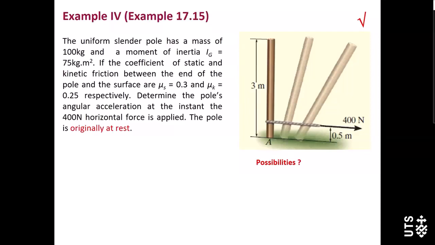Okay, a new problem. In this problem, we have a uniform rod, a slant rod. Its mass is 100 kilograms. Its mass moment of inertia about its mass center point G is known. The mass center point should be the middle point.